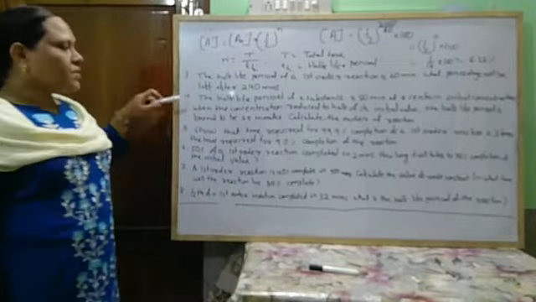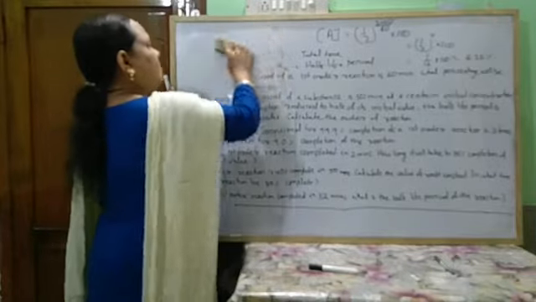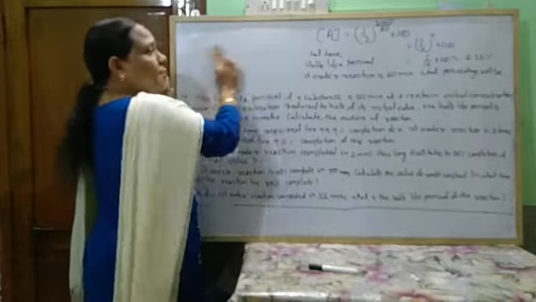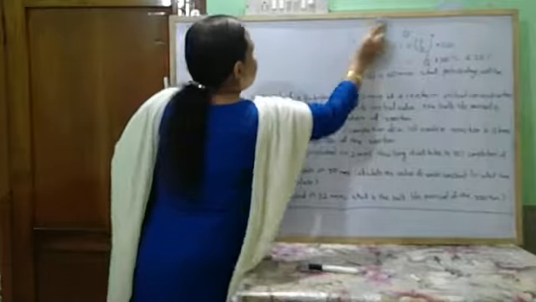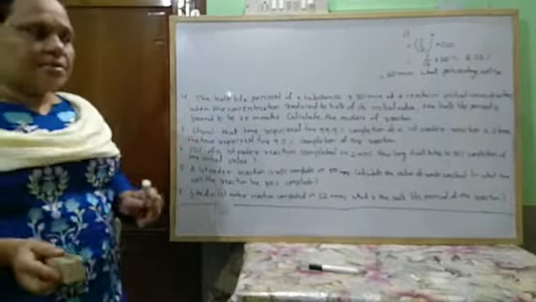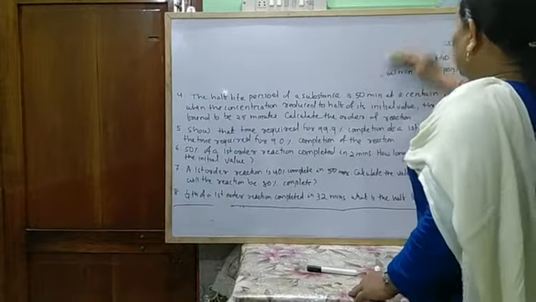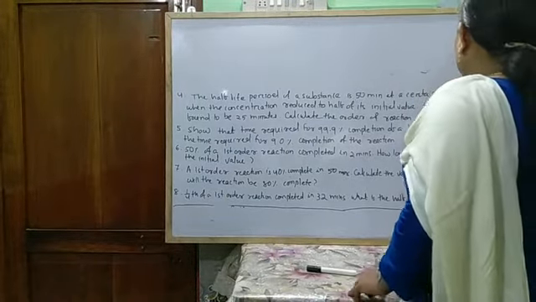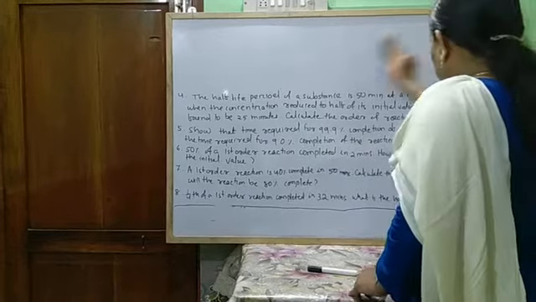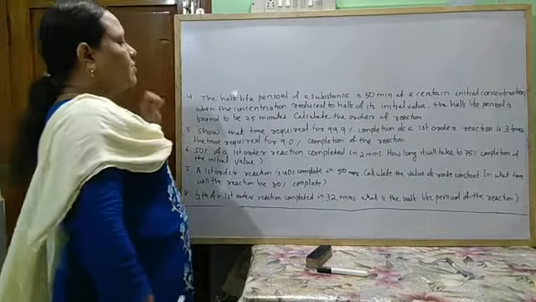Next, come to question number 4. Remember that formula in question number 3, that is very important. A, the concentration left after some time, is equal to the initial concentration into half to the power t by t half. Okay. Next, come to question number 4.